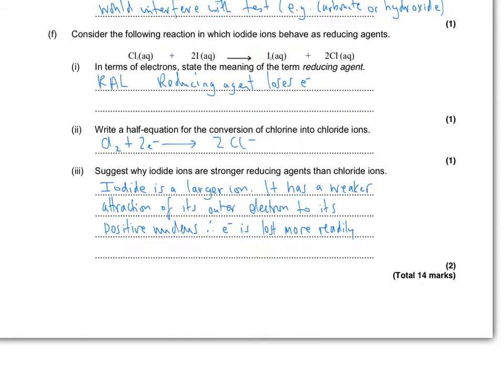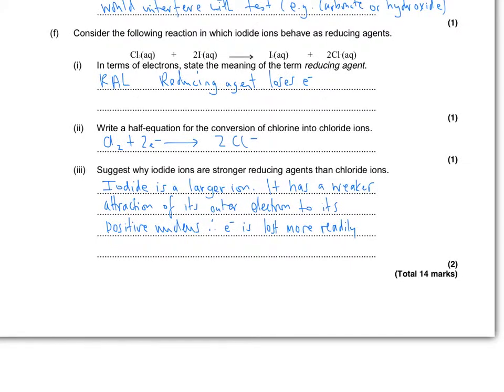Now we've got the displacement reaction. So this is chlorine reacting with iodide ions. Define the term reducing agent. Reducing agent loses electrons. It loses electrons to the oxidizing agent. So in this case, it is the iodide which is losing its electrons. It's going -1 to 0.